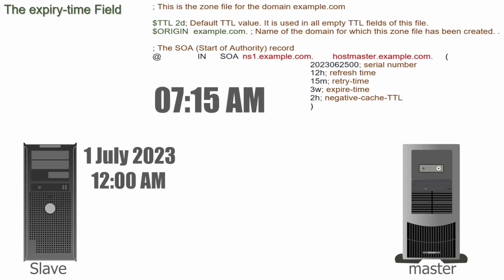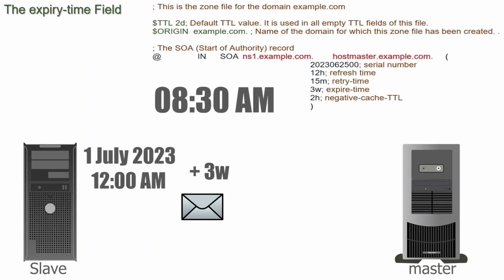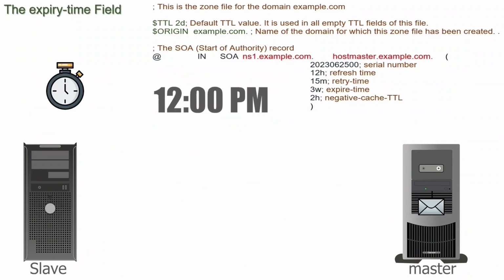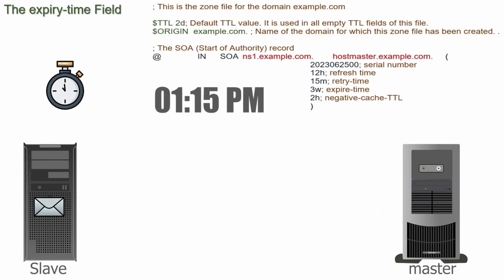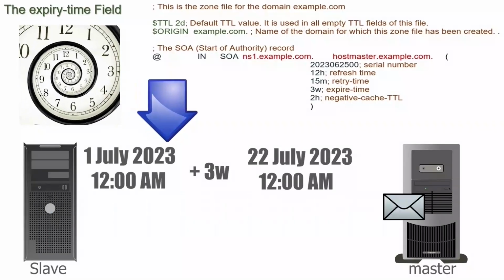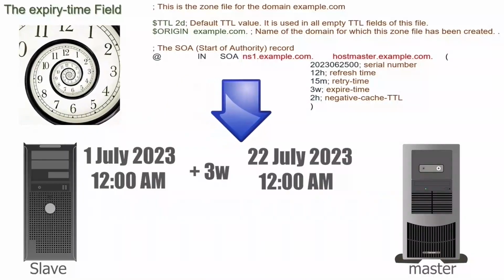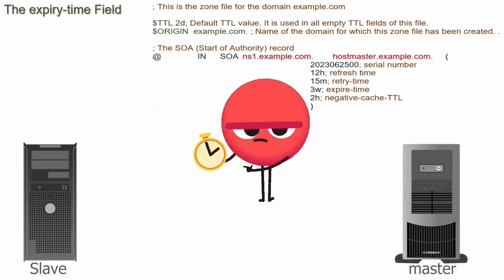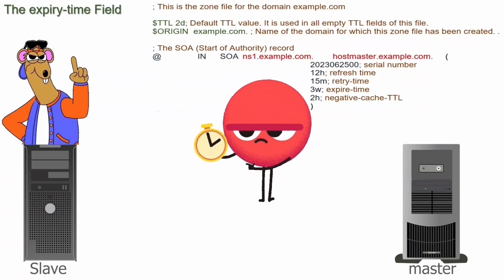For example, if it first tries at 12 a.m. of July 1, 2023, then it will try till 12 a.m. on July 22, 2023. If it succeeds on any try, it resets the refresh and retry times. If it fails to contact the master server till the expiry is reached, it stops working as a slave name server for the zone. After this time, it will not resolve queries for the domain.